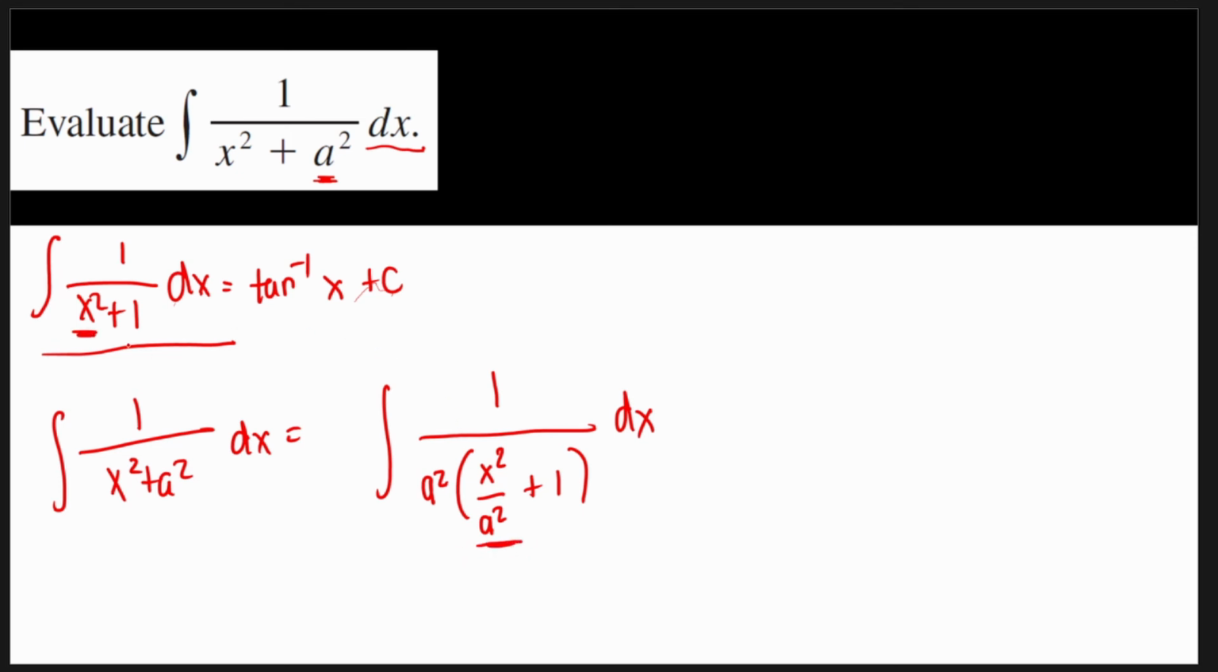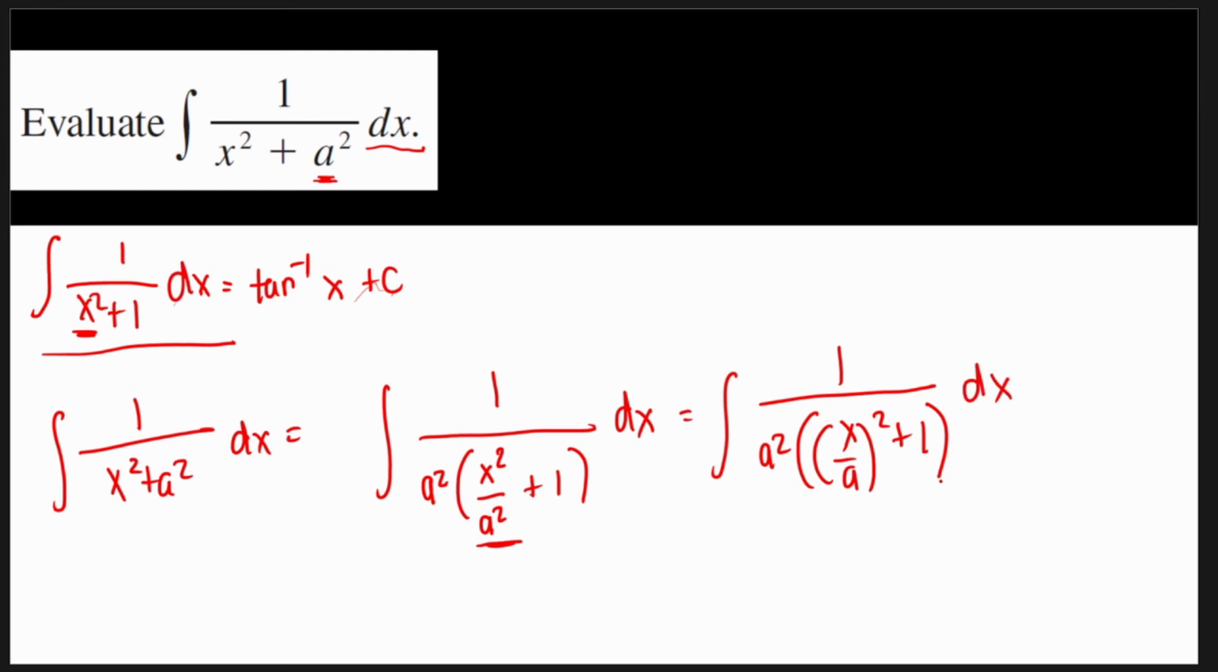And so our dilemma again here is that we need to have it like this. I think this particular situation can be easily solved through the substitution rule. So it is just equal to the integral of 1 all over a squared times the quantity x over a squared plus 1 dx. By this form, our u by the substitution rule would be x all over a, and your du should be 1 over a dx, right?